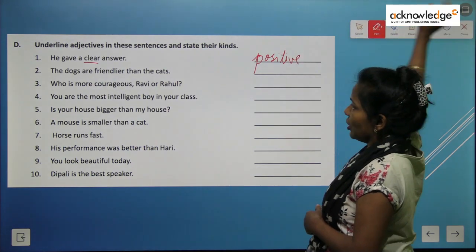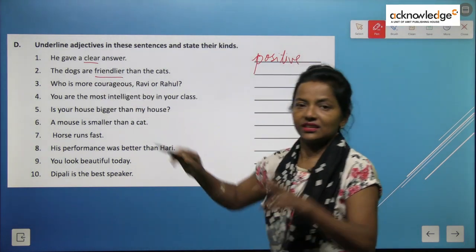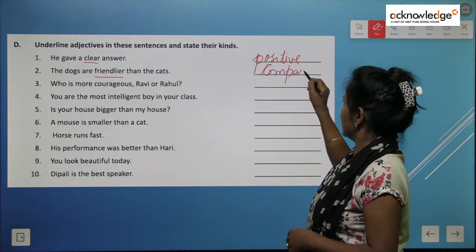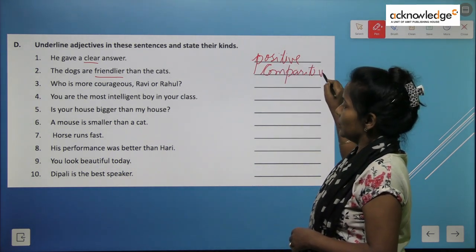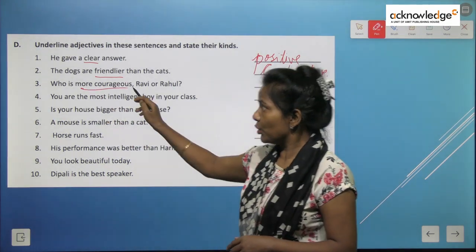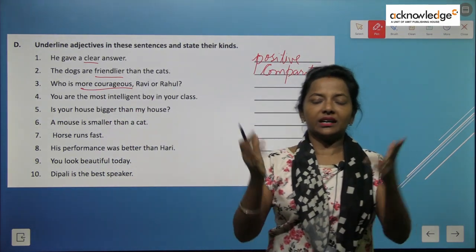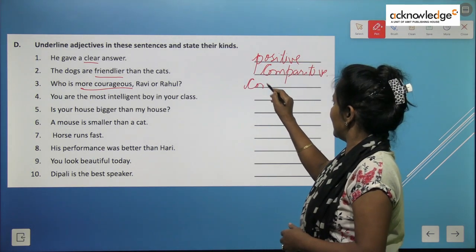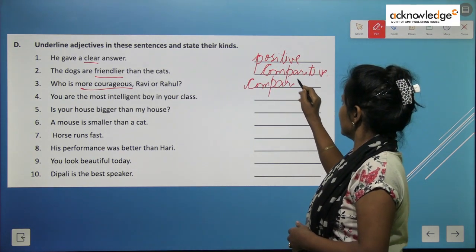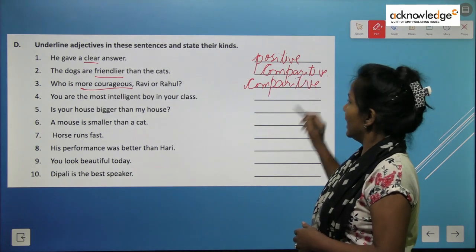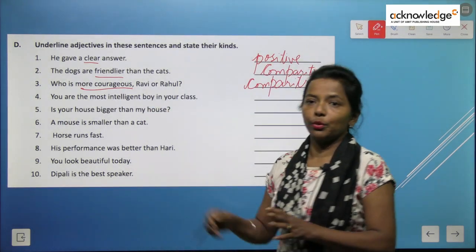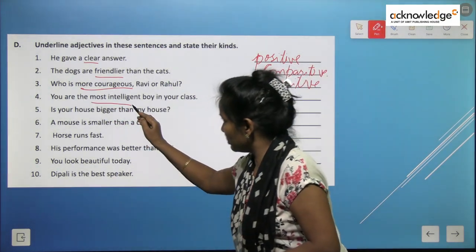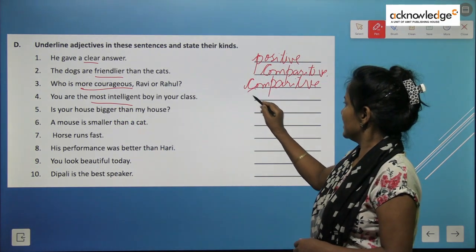Now the dogs are friendlier than cats. Here comparison is there. Comparative degree. Okay. Now who is more courageous, Ravi or Rahul? Again there is a comparison between Ravi and Rahul. So this is a comparative degree. You are the most intelligent boy in our class. Most intelligent. This is a superlative degree. Most intelligent, superlative.